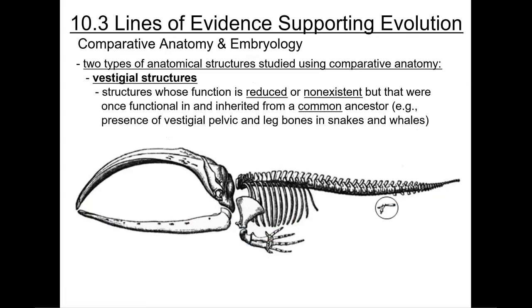The next type of anatomical structure that we study is going to be referred to as a vestigial structure. These structures are going to have their function reduced or non-existent, but it was once functional in, and inherited from, a common ancestor. So an example of this would be the presence of vestigial pelvic and leg bones that are going to be found in snakes and whales. Now these animals no longer have legs, no longer need a pelvis, but those bones are still going to be in there, though very small.